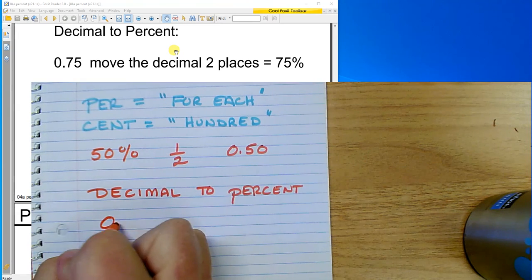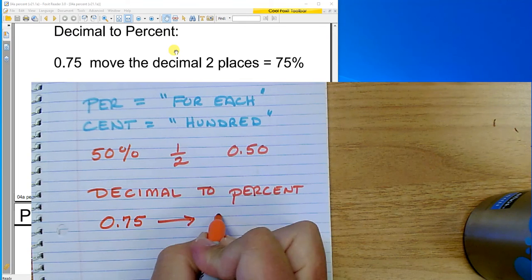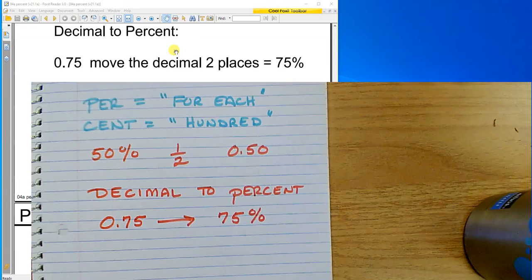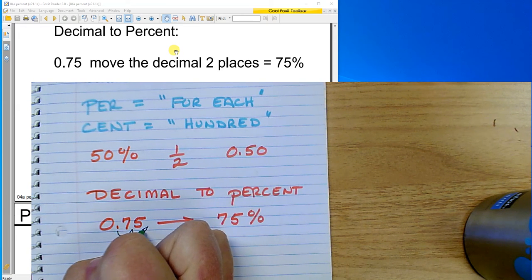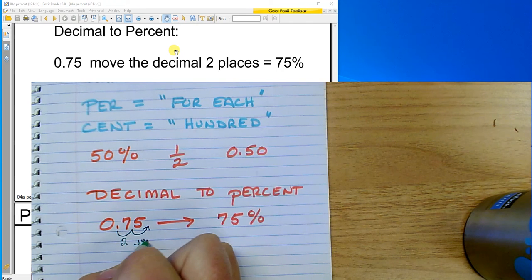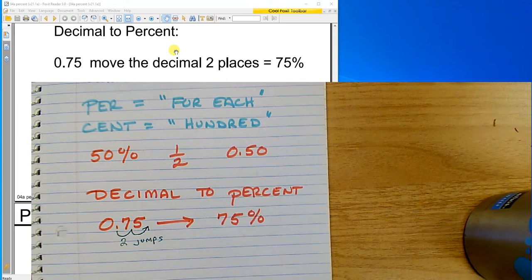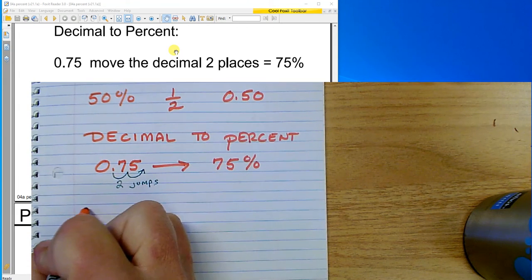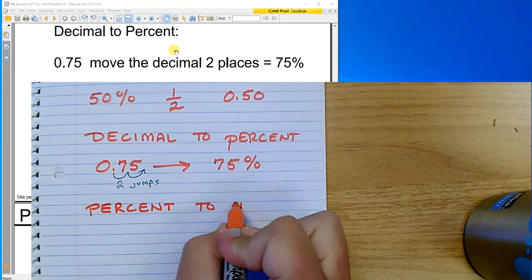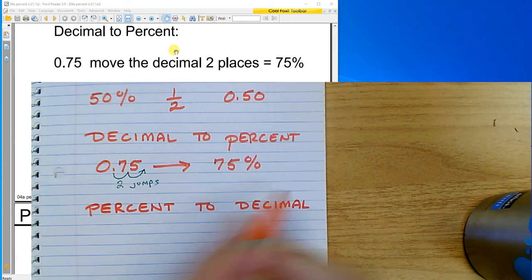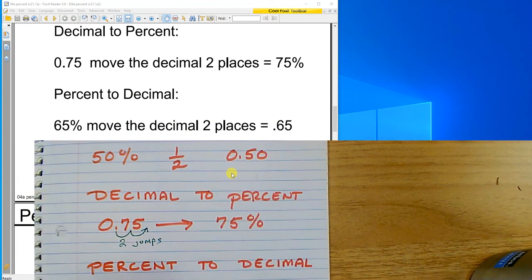So if I have 0.75, that becomes 75%. And all I did is move the decimal place 2 spaces. I can do it in reverse, percent to decimal. And my example here is 65%. Once again, 2 jumps.